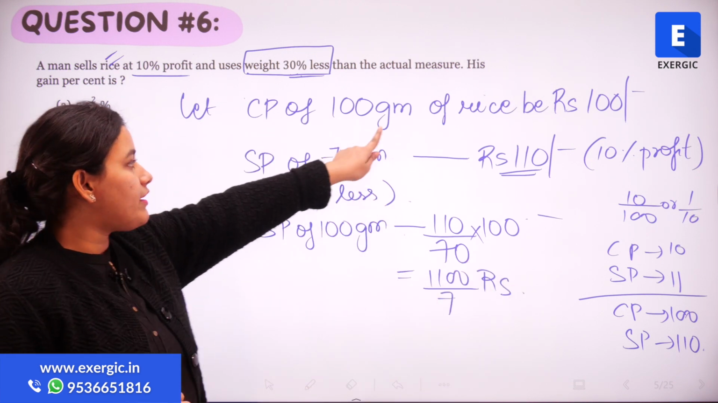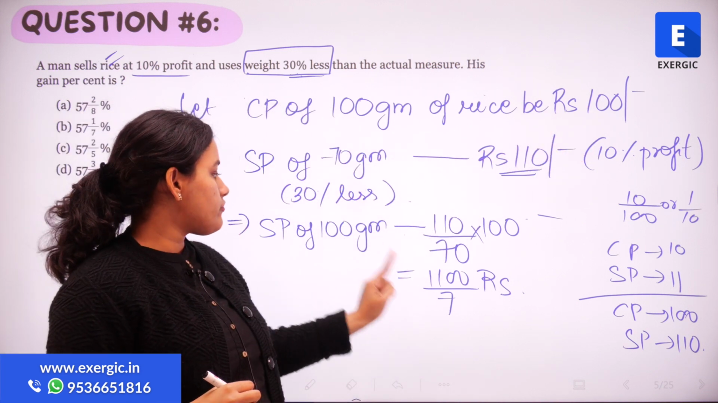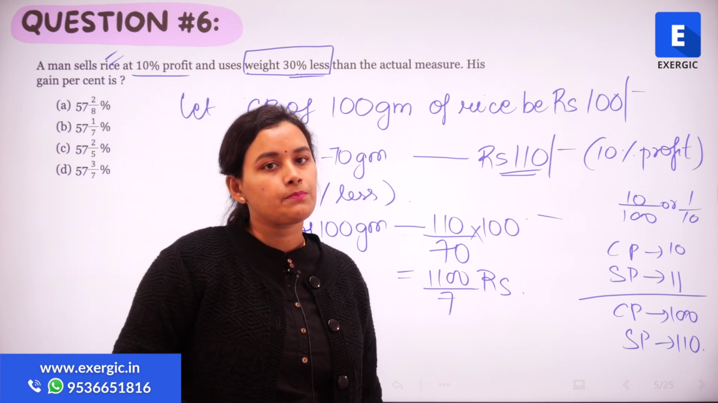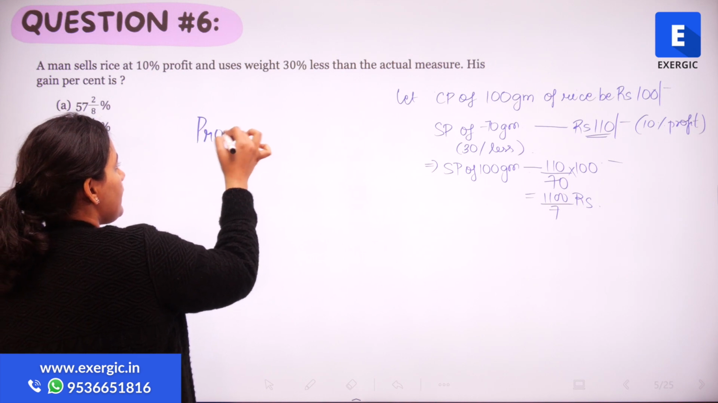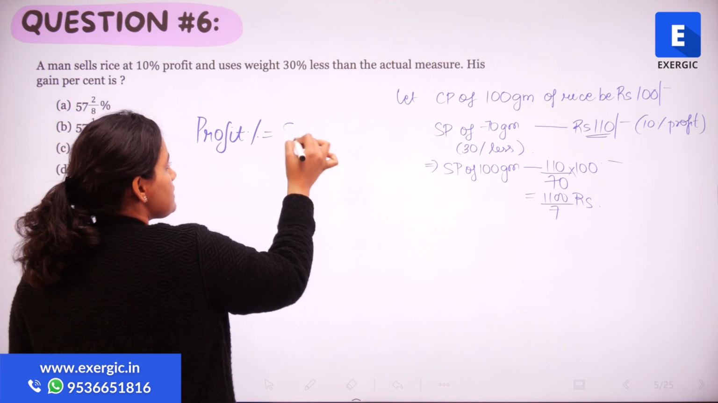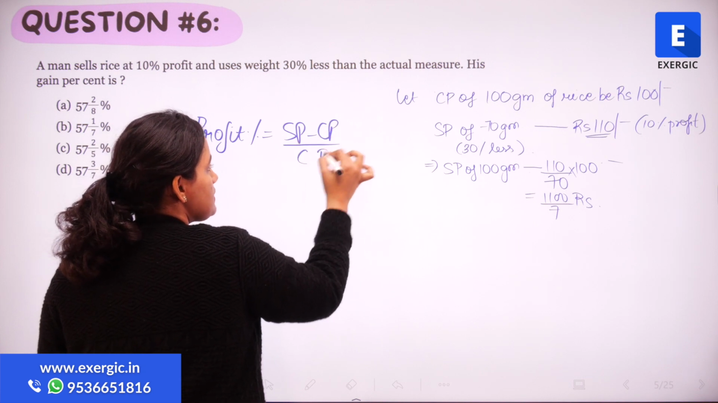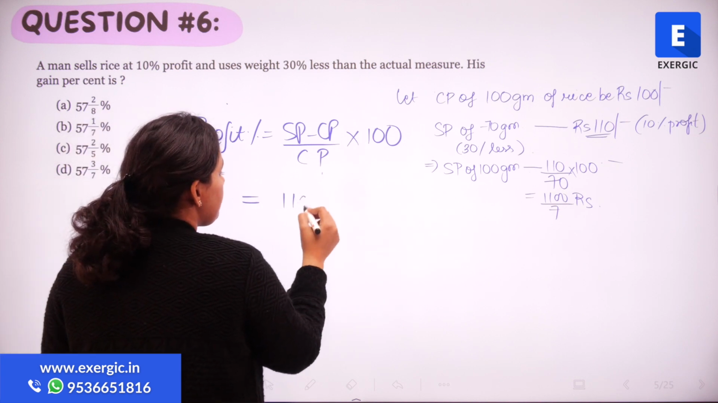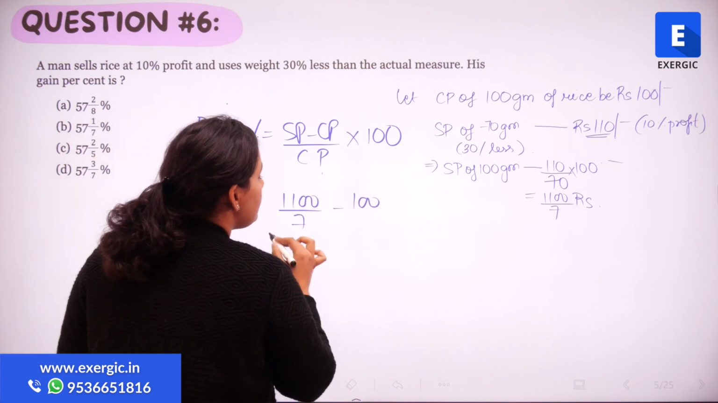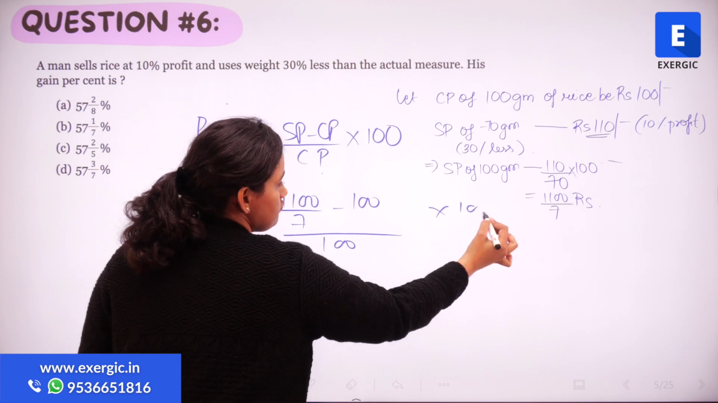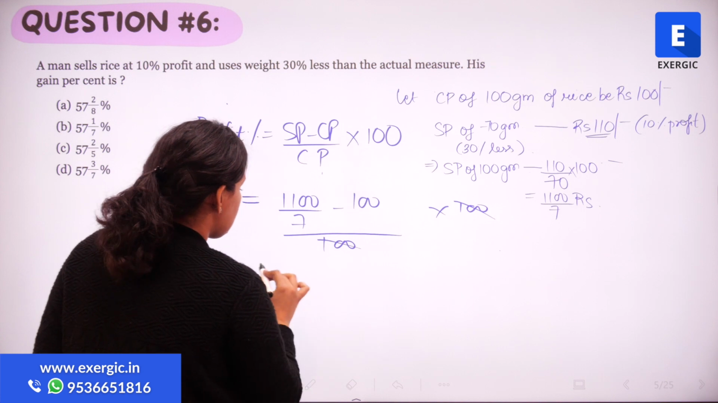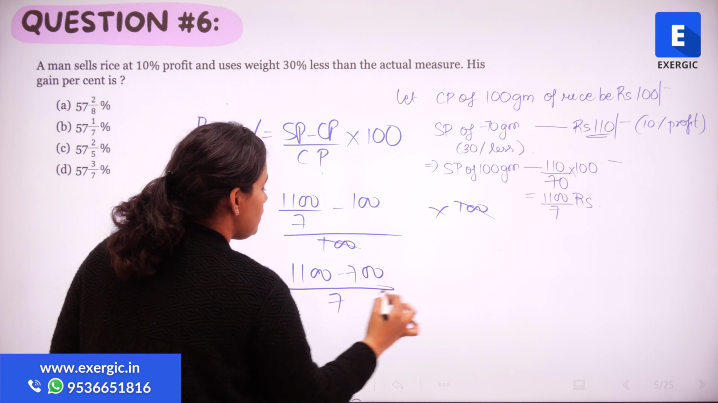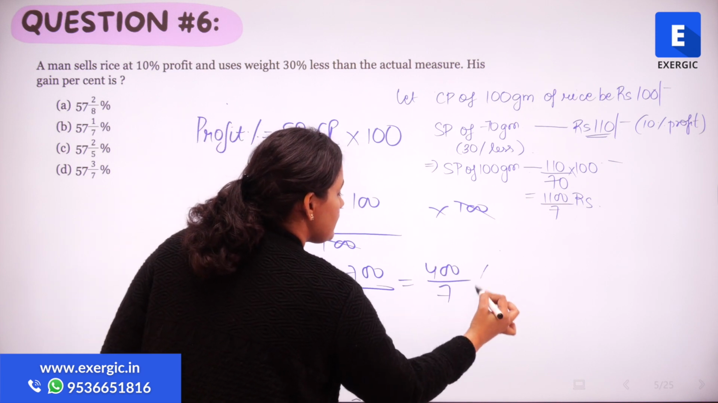So I have cost price of 100 grams to be rupees 100. I have selling price of 100 grams to be 1100 by 7 rupees, and all I want to do now is find out the profit percentage. So profit percentage is given by simply selling price minus cost price divided by cost price into 100, right? We always calculate profit with respect to the cost price. So selling price is 1100 by 7 minus 100 divided by 100 into 100. So this 100 gets cancelled. We have 1100 minus 700 upon 7, which is nothing but 400 upon 7%.